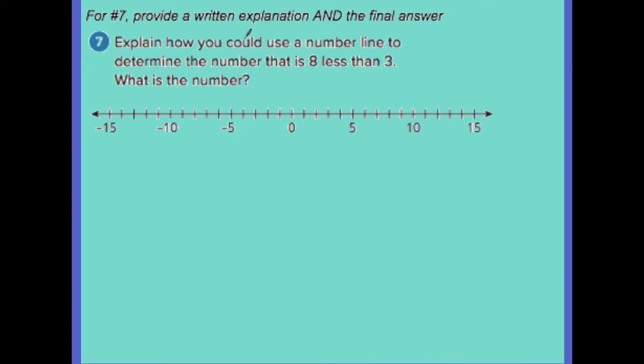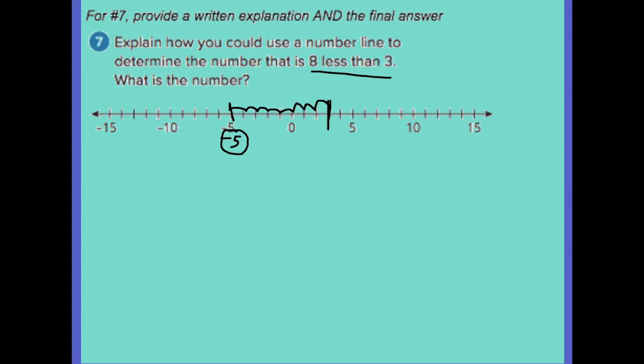All right, another one where we have a written explanation and the final answer. It says, explain how you can use a number line to determine the number that is 8 less than 3. So less than means I'm going to start at 3 and then go 8 less. 1, 2, 3, 4, 5, 6, 7, 8. My answer is negative 5. So it says, what is the number?